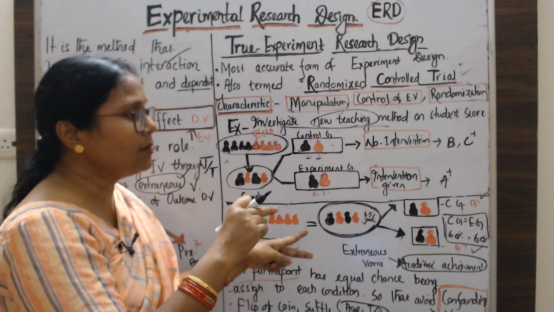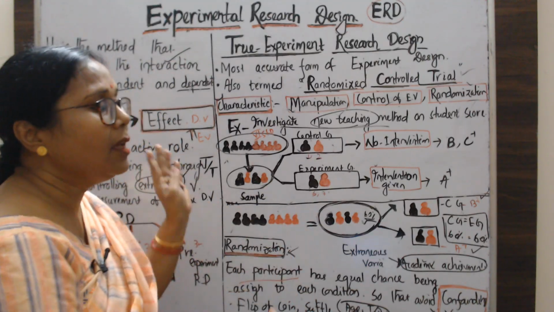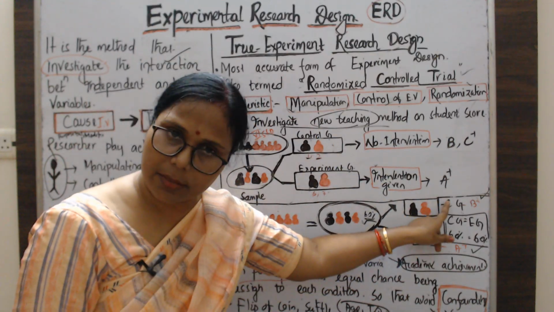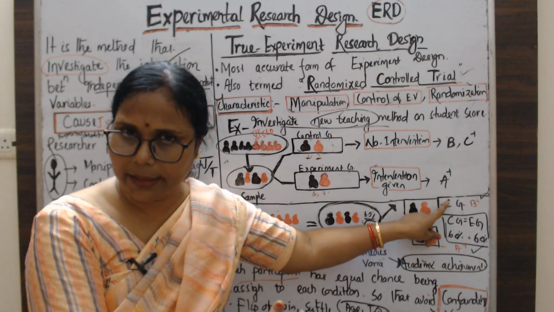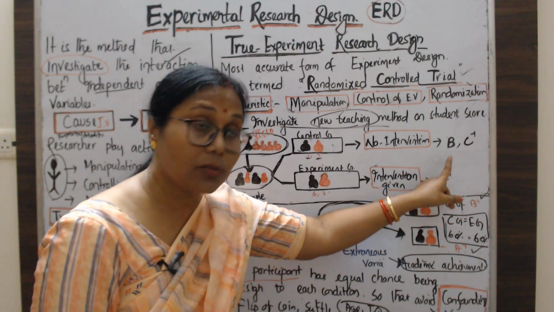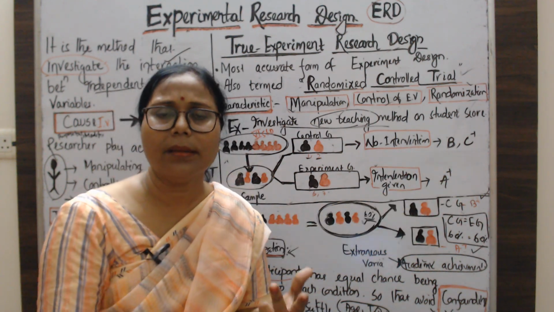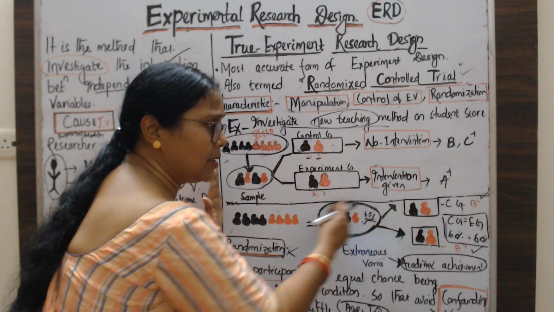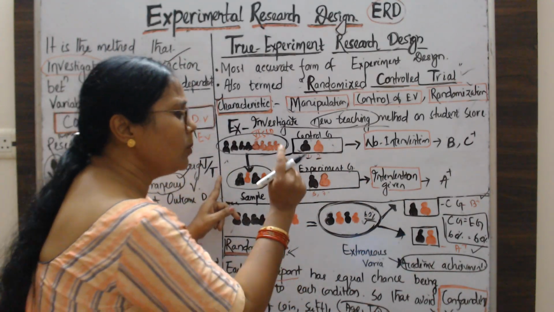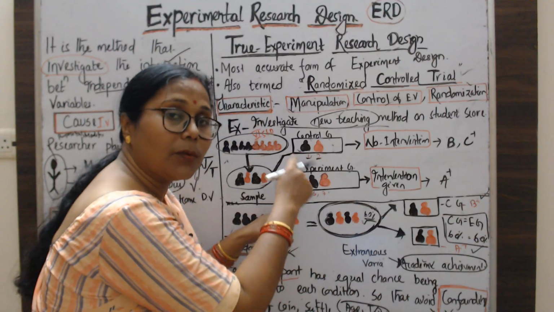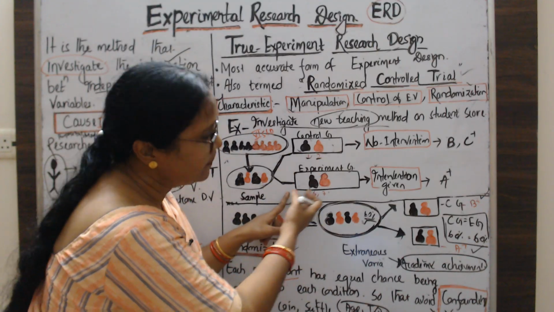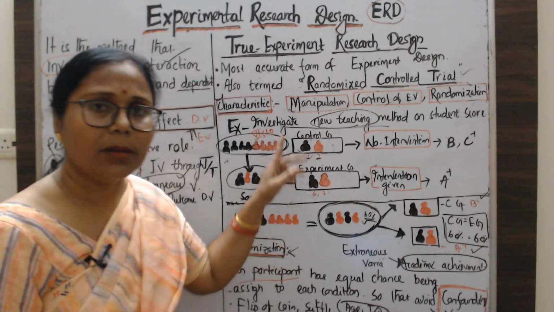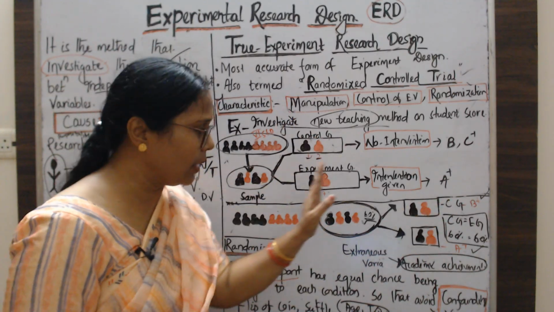After the session, when we go for the test, we find the experimental group scored A plus, that is the A grade, and the control group scored B and C plus grades. So by this investigation we determine that if we add the new methods of teaching, then student performance will increase. So manipulation is understood because we manipulate.